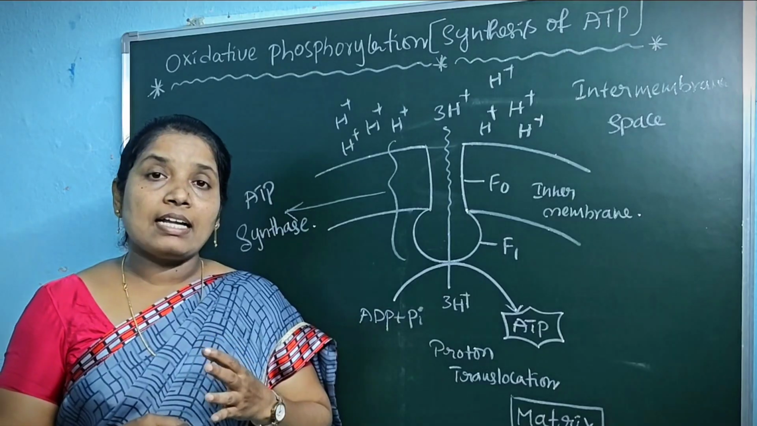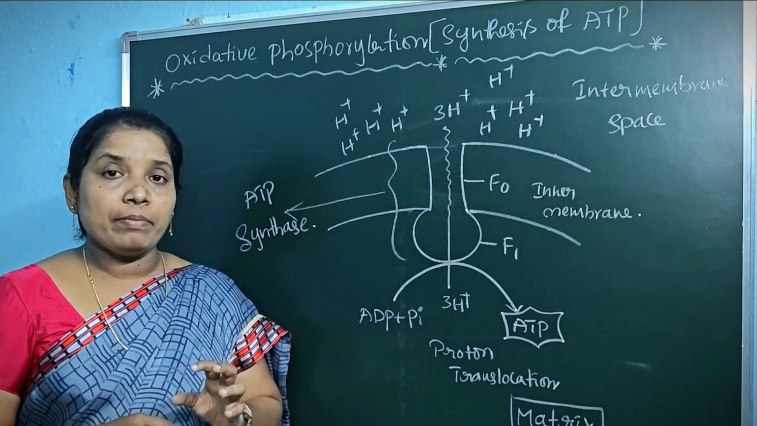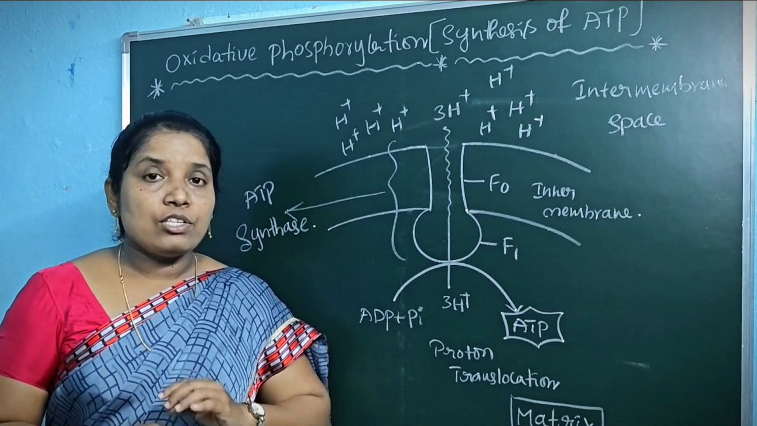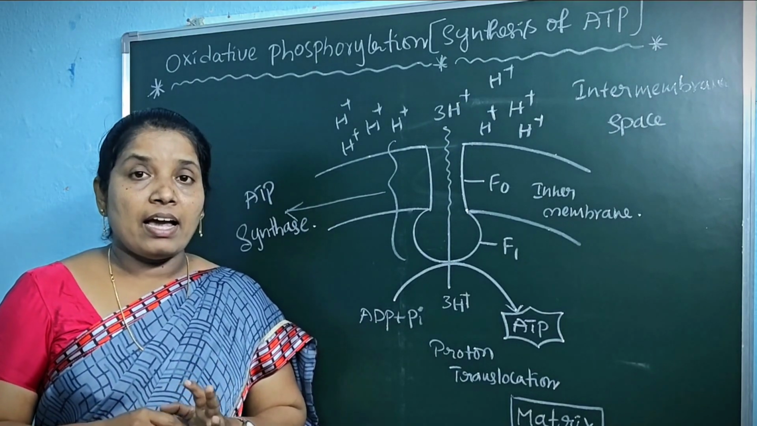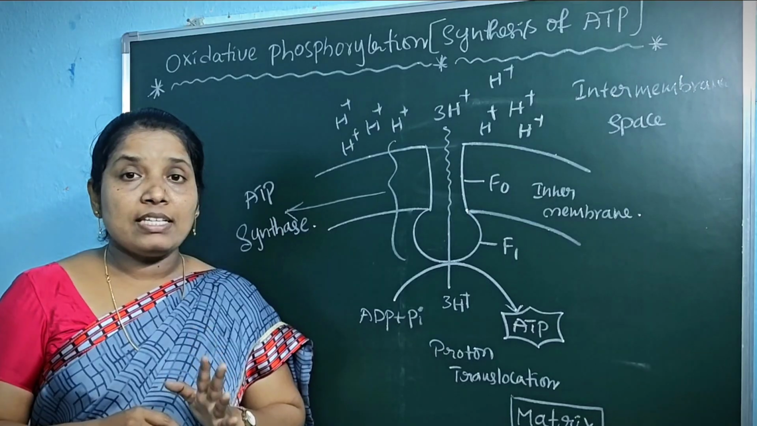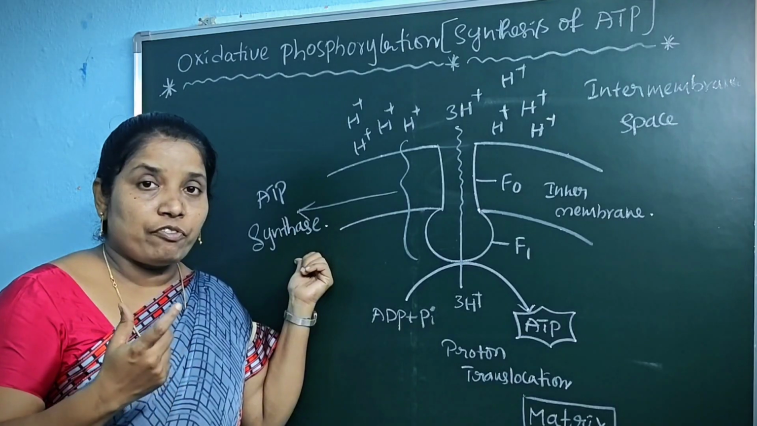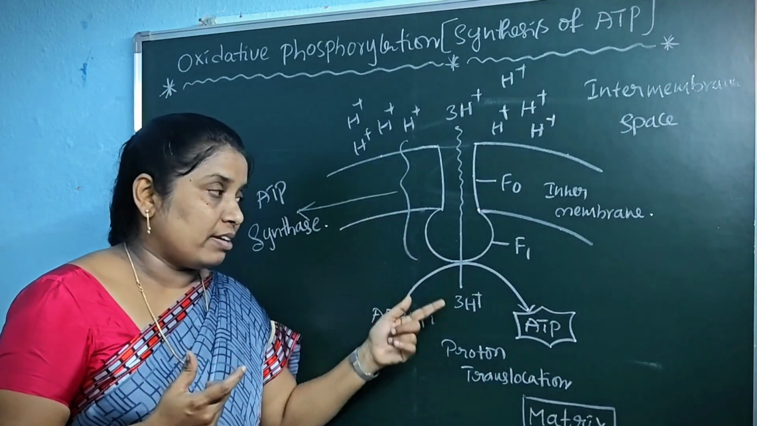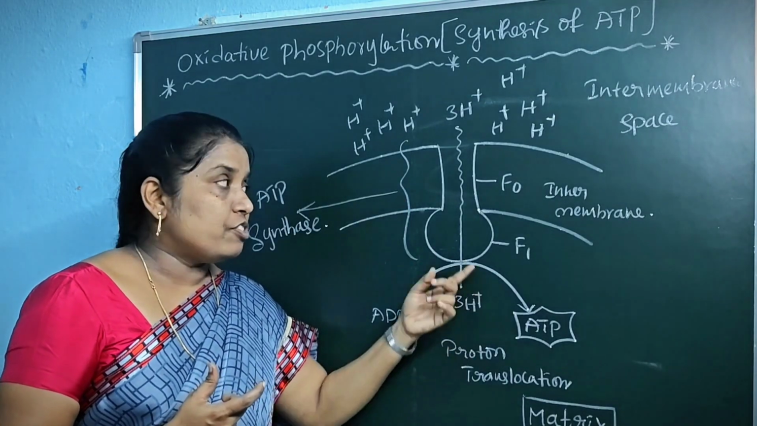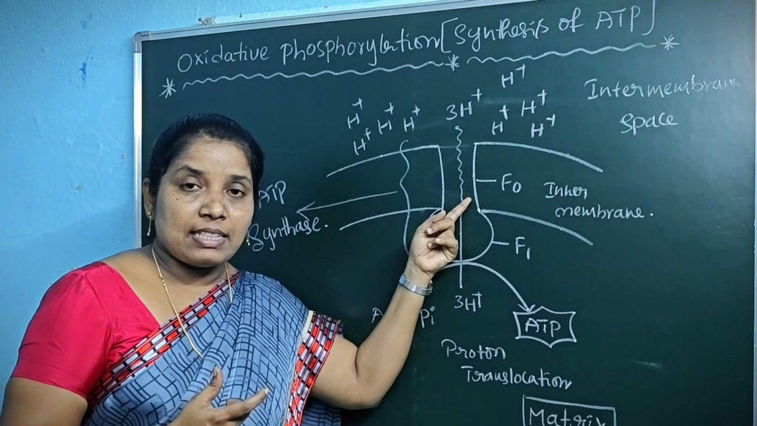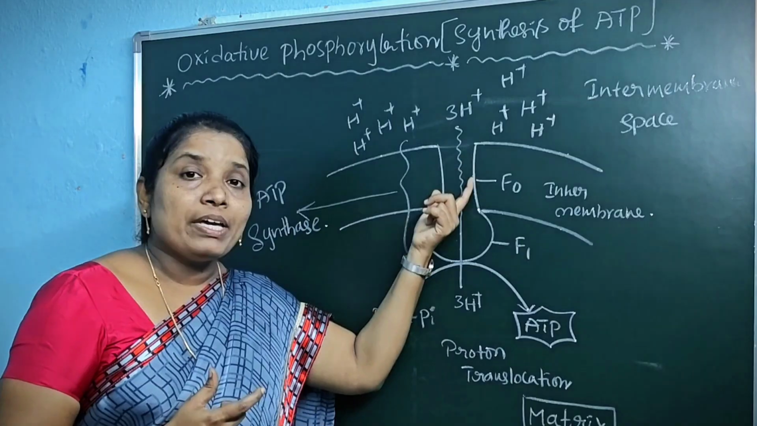Then the protons tend to flow back to the matrix side. But the inner membrane of mitochondria is virtually impermeable to protons. It contains an enzyme complex, which we have already studied in the electron transport chain, that is ATP synthase, that facilitates the flow of protons from the intermembrane space into the matrix. The F0 particle of ATP synthase acts as a proton channel, which helps in the pumping of protons.